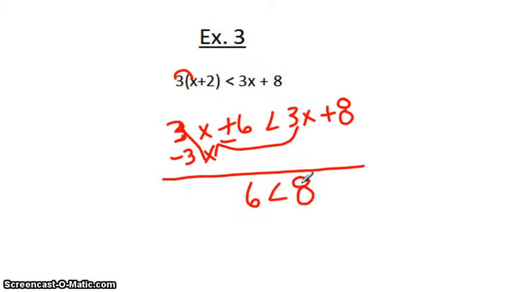There's no variable. But is that a true statement? Is 6 less than 8? It's a true statement. So this means that any number I put in for x is going to be true. So if I was going to graph this, I would graph the entire number line, because every real number that I put in for x would make that inequality true. Okay, let's look at one more example.